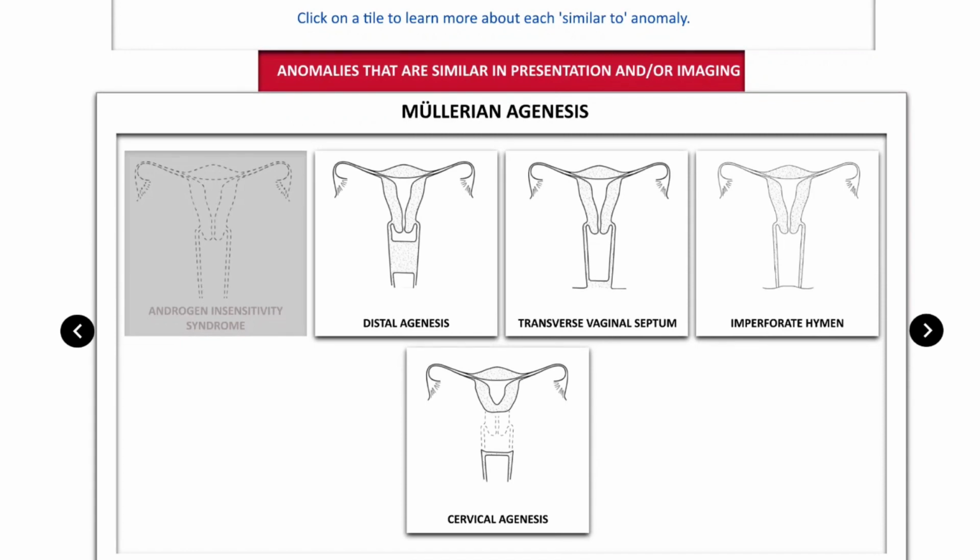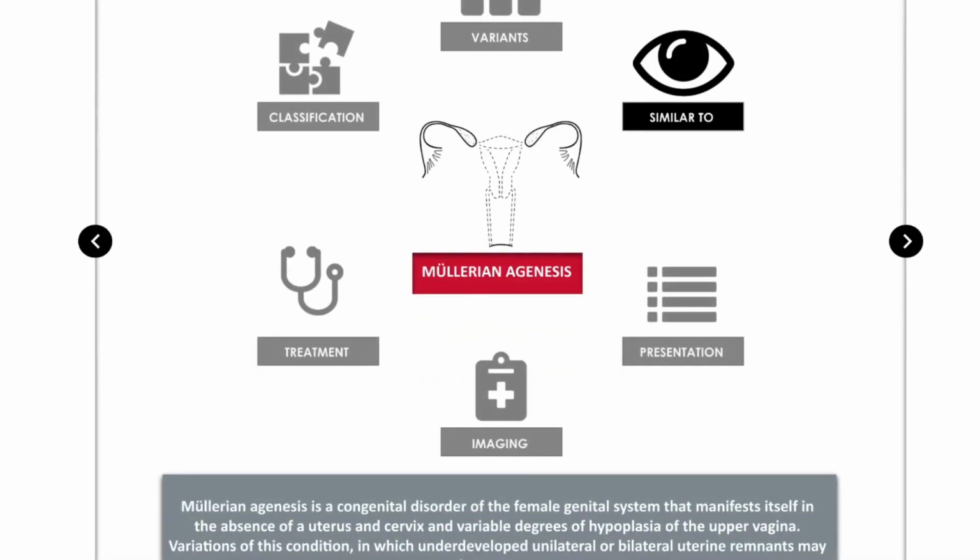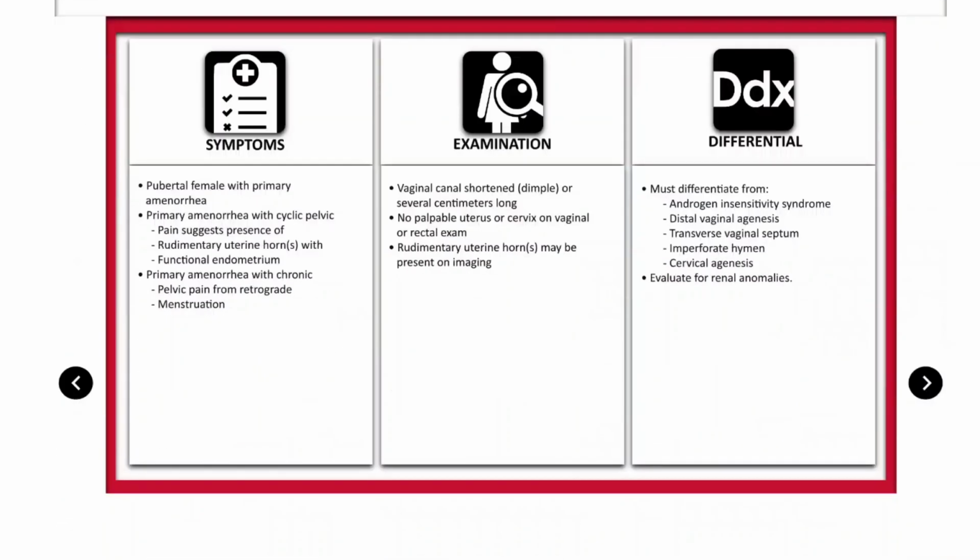And if we go to the next subpage, the presentation subpage, it includes all the clinical information for Mullerian agenesis. Basically, the goal of this presentation subpage is to educate the user on typical presentation and other similar anomalies that may present in the same way. It is again divided into symptoms, examination, and differentials for possible differential diagnosis for the Mullerian agenesis, which can have similar presentation as depicted.